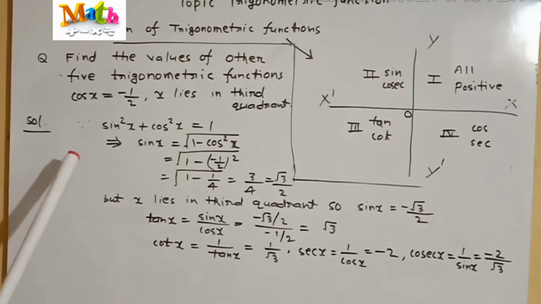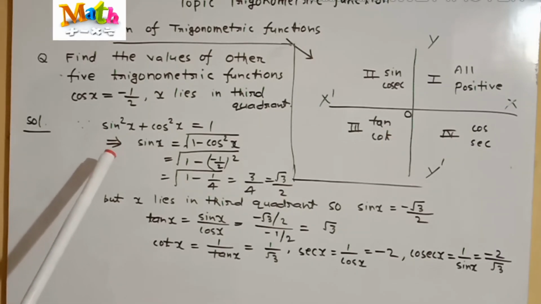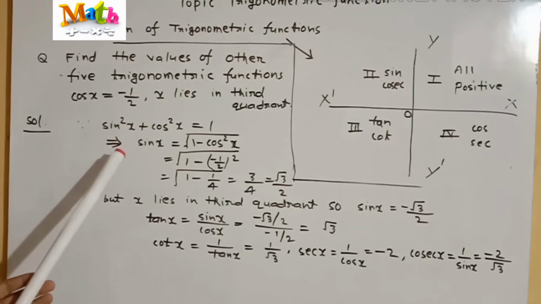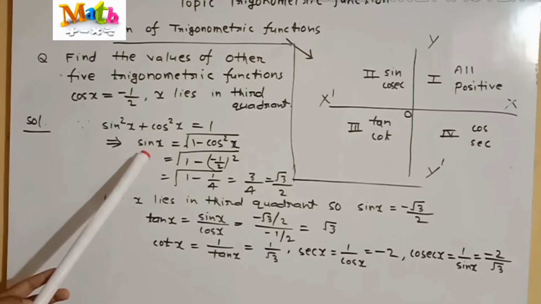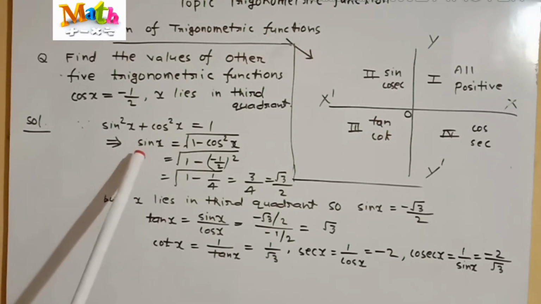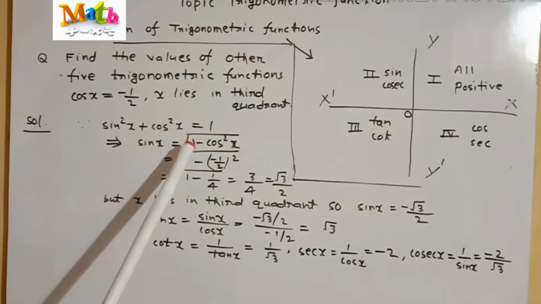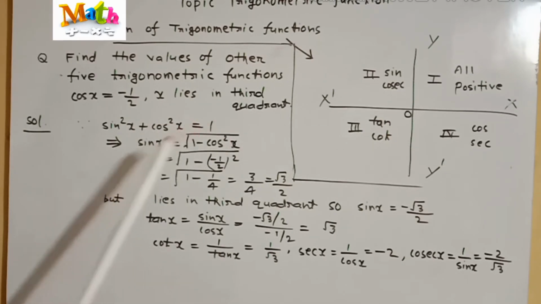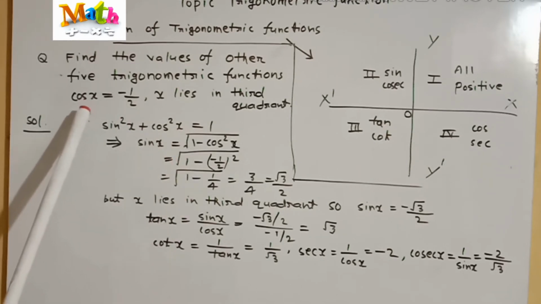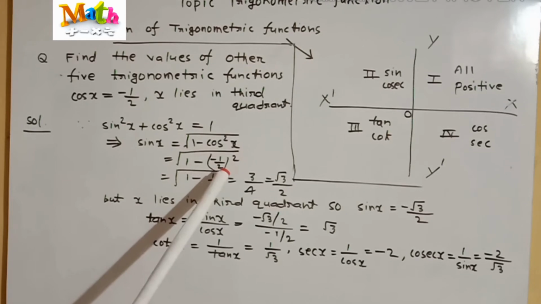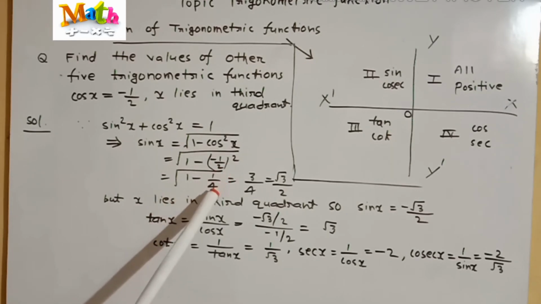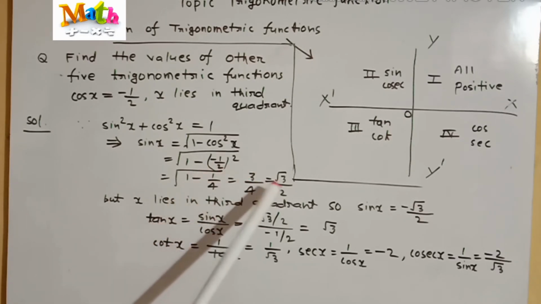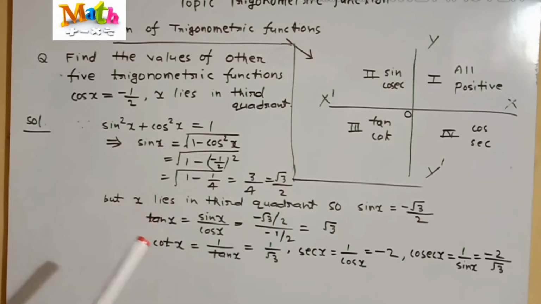As you have earlier studied, the formula sin square x plus cos square x equal to 1. With the help of this formula, you can determine the value of sin x, because cos x is given. So the value of sin x will be the square root of 1 minus cos square x. The value of cos x is minus half, so put the value here. It will be the square root of 1 minus 1 by 4, so it will be 3 by 4, and because of the square root, the final value of sin x is root 3 by 2.